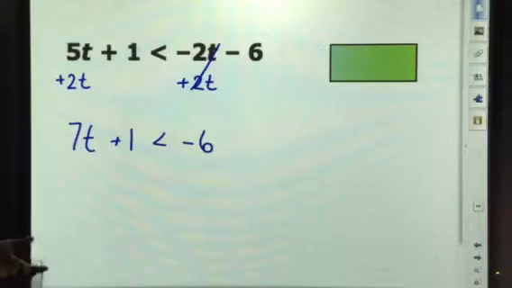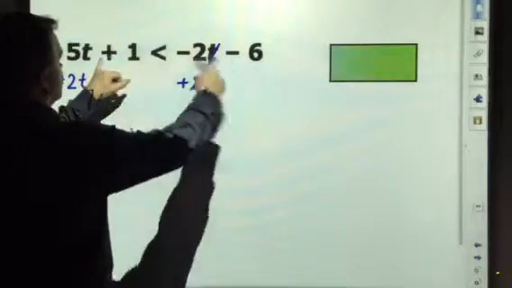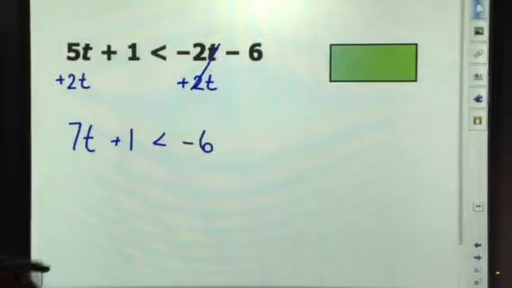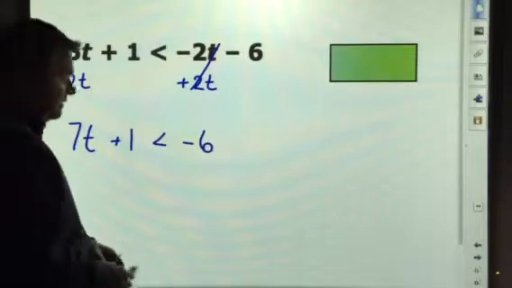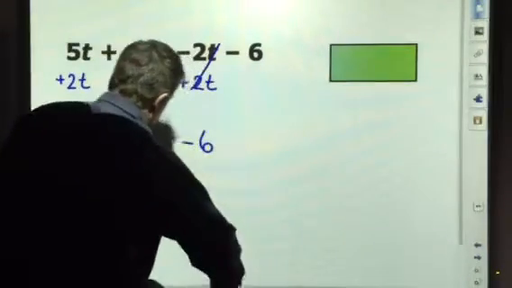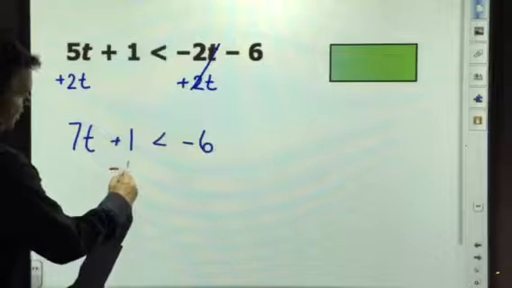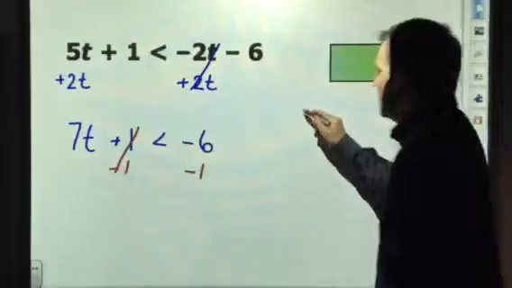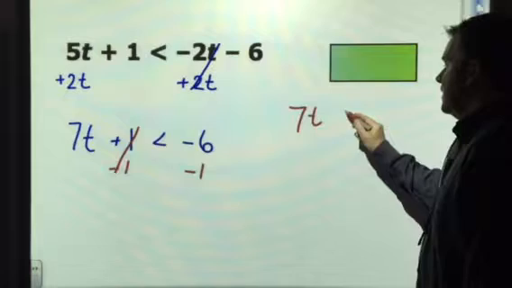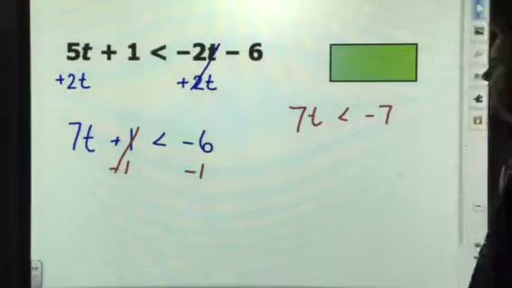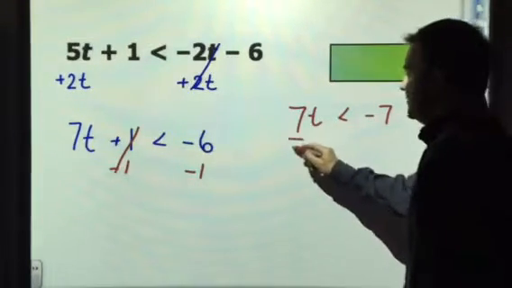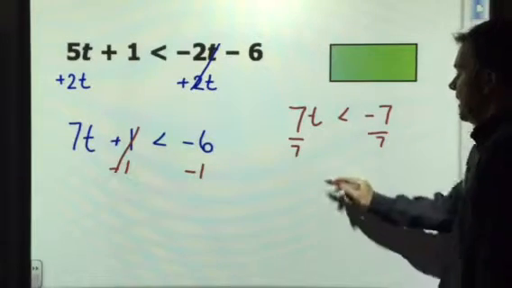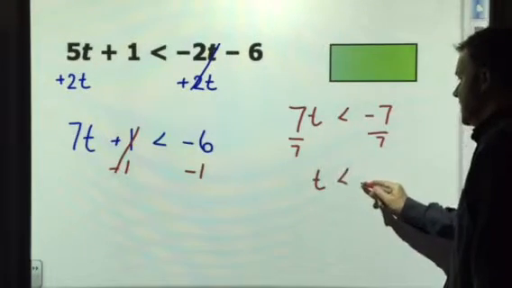Okay, some people will choose to do both this and also move the 1 at the same time. Sure, you can. But I would say take the small steps because you'll ensure your accuracy. So the next step is that we need to subtract 1 on both sides. These will cancel out. So we're left with 7t is less than negative 7. Finish it up by dividing both sides by 7. And we have t is less than negative 1.